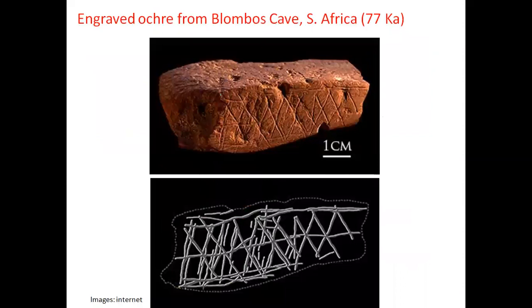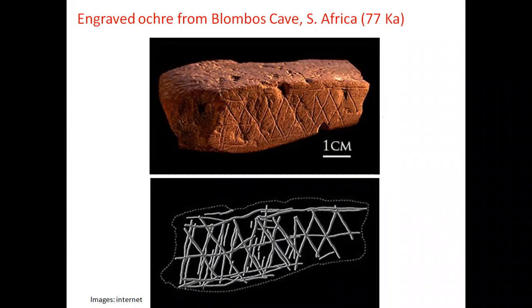Here's an engraved ochre specimen, just this big. The engraving was made with a sharp implement into geometric lines. What is the meaning of this? We don't know. Is this abstract art? Maybe it means something, maybe it doesn't mean something.